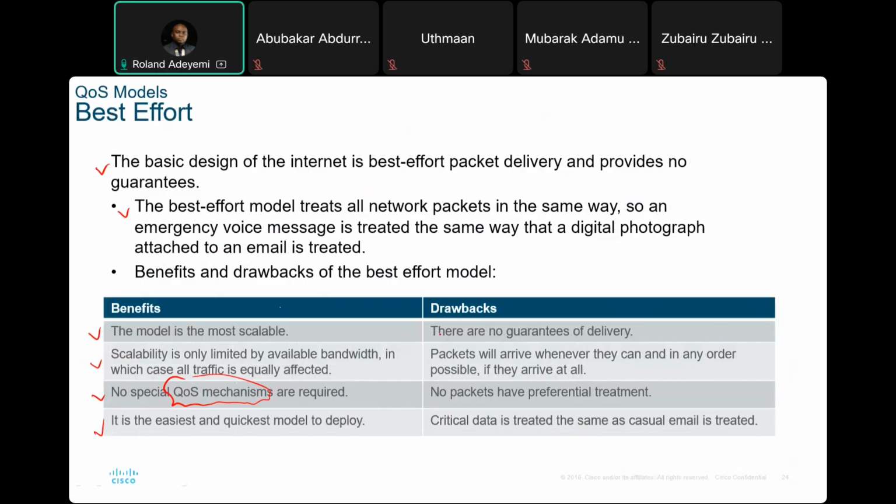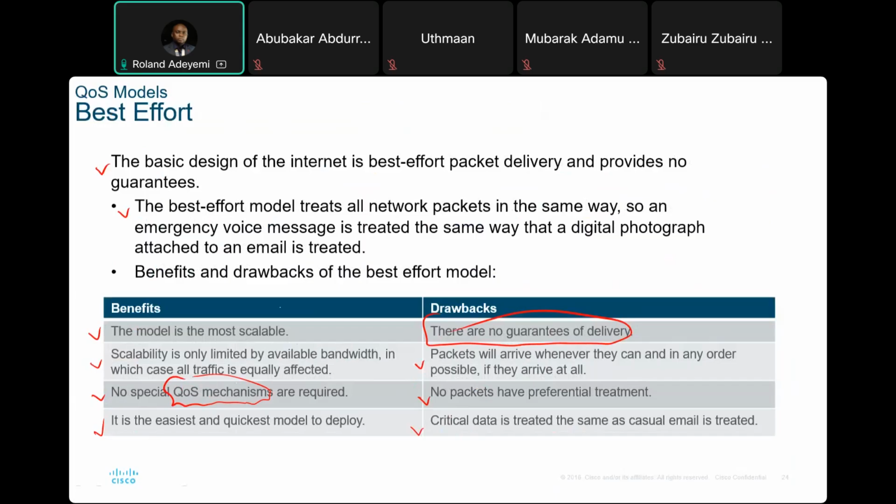But what are the drawbacks? Look at number one here. There are no guarantees of delivery if you have congestion. Packets will arrive whenever they can and in any order possible, if they arrive at all, if you have congestion. No packets have preferential treatment if you have congestion. They should have added that. If you have congestion, critical data is treated the same as casual email.